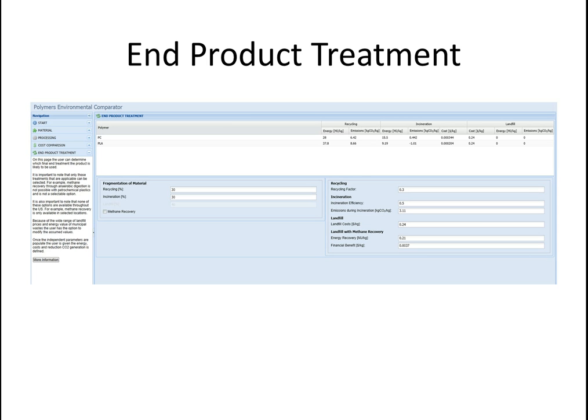It is important to note that at this stage, you can compare the total life cycle of the two materials, from acquiring the raw materials, producing the plastic, processing the plastic into a product, to disposing of the products. Depending on which plastic is highlighted, you can change the fragmentation of the material. You can only change the recycling rate and incineration rate, and the calculator assumes that the balance is landfill.